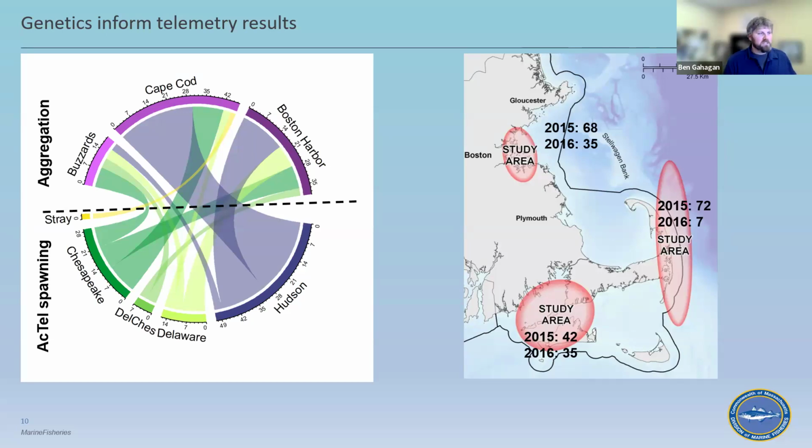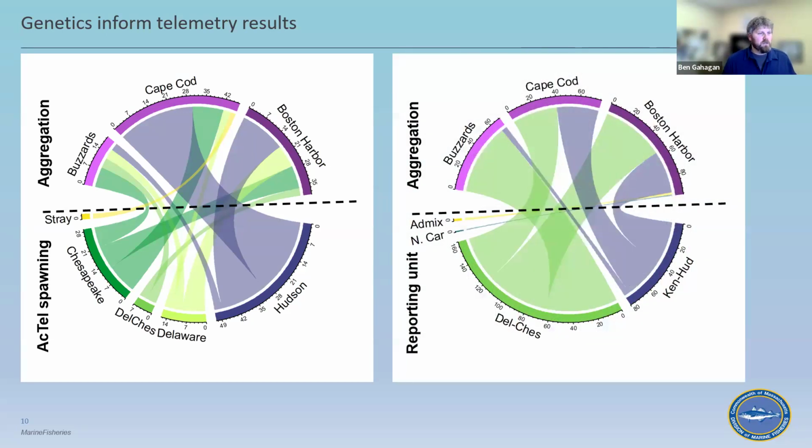So the nice part is that with the genetics, we can now look at the same idea, aggregation on top again, but now by reporting unit. And it's different. What we see is a lot more Delaware Chesapeake contribution to these aggregations than we saw with the Kennebec and Hudson. You can see also there's a single North Carolina fish that we had tagged, as well as two fish that really appear to be admixtures between the Hudson and the Delaware Chesapeake.